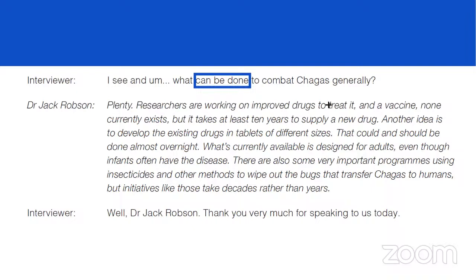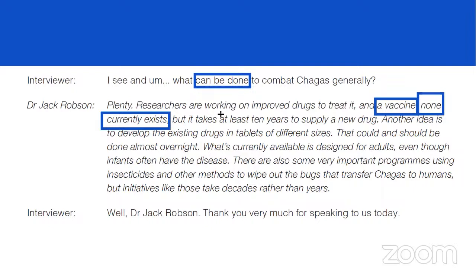Researchers are working on improved drugs to treat it and a vaccine. None currently exists. So there is no vaccine. But it takes at least 10 years to supply a new drug. So it is long term. Vaccine is long term.